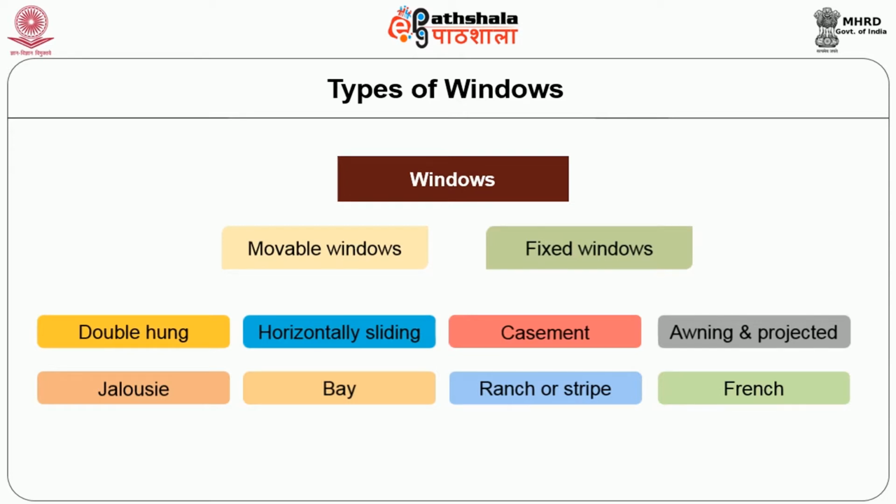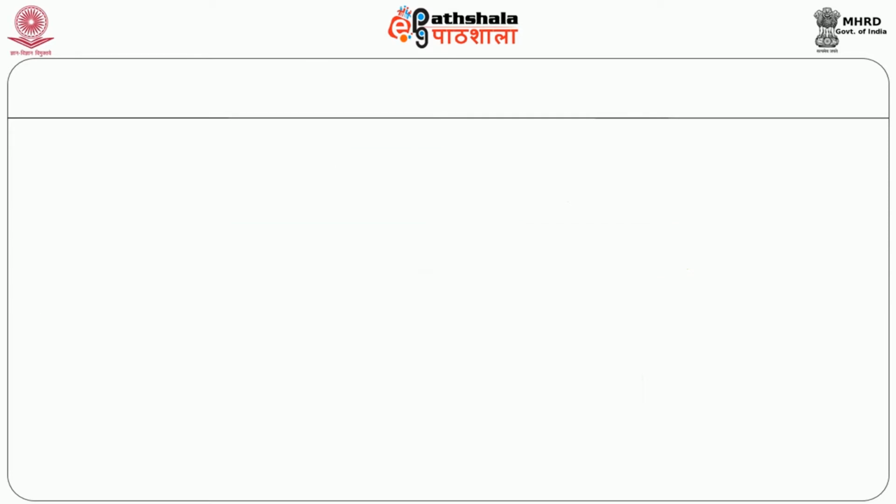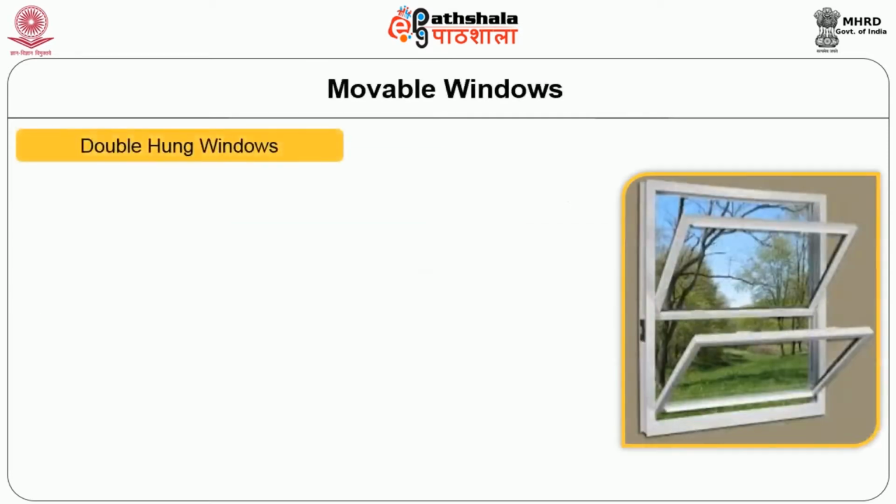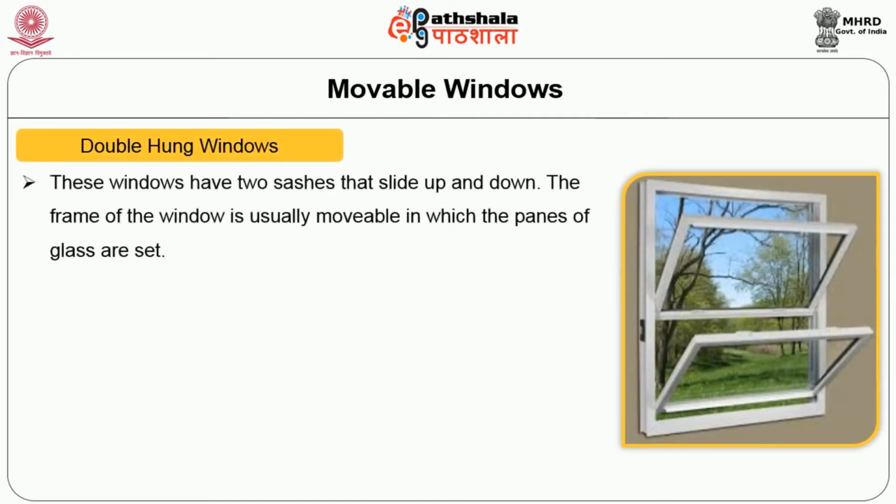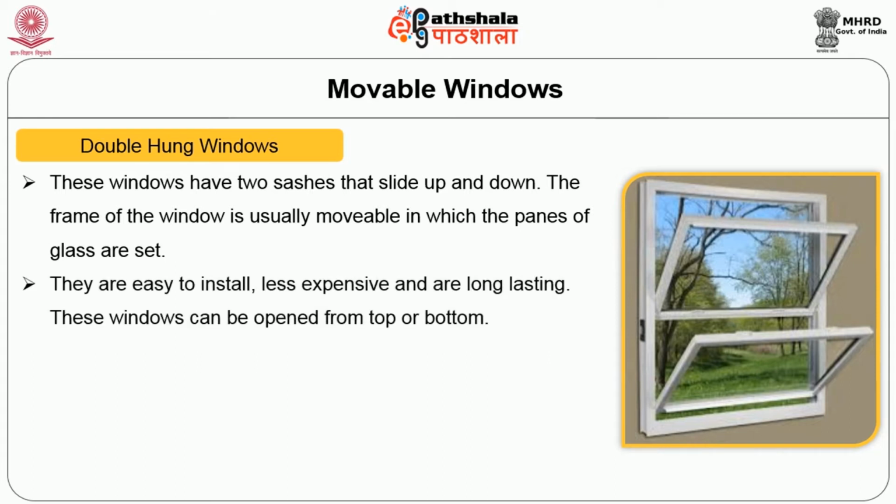Now let us see these types of movable windows in detail. As in the picture, these windows have two sashes that slide up and down. The frame of the window is usually movable, in which the panes of glass are set. They are easy to install, less expensive, and long lasting. These windows can be opened from top or bottom.